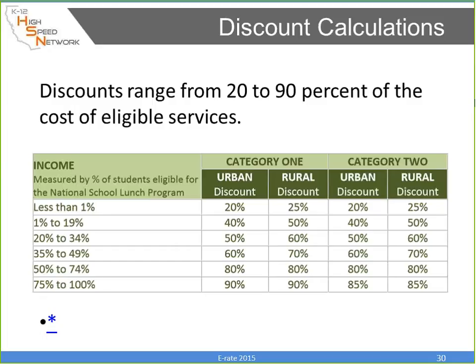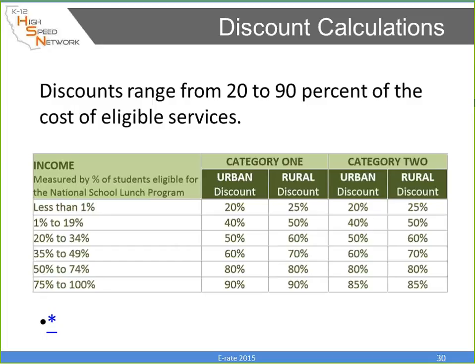But here's another change to the program. In the past, we had 1 set of discount percentages. Now we have 2, 1 for Category 1 and 1 for Category 2. Category 2's highest discount percentage is 85%. That's a significant change from years past. Again, another modification with the hopes of spreading that money to everyone.